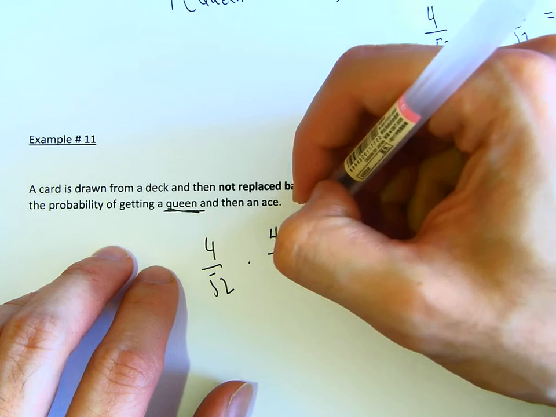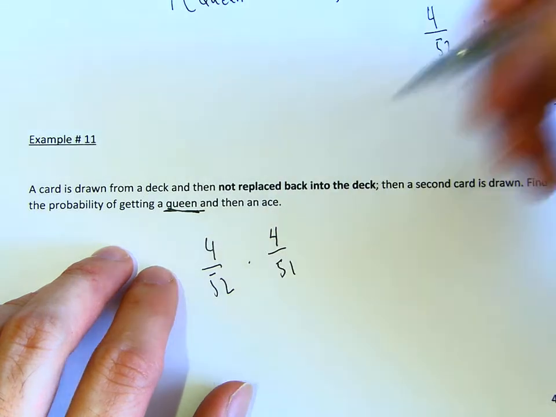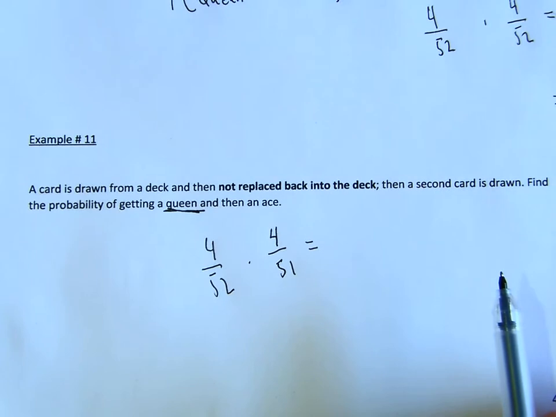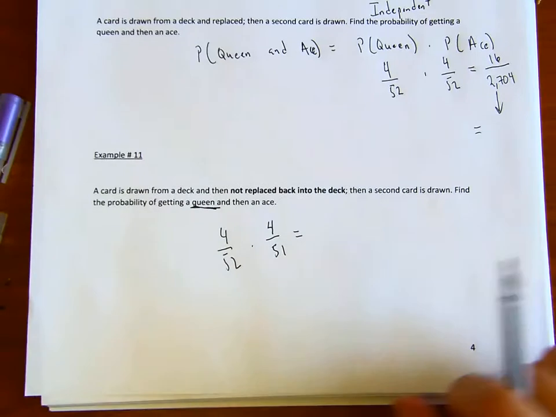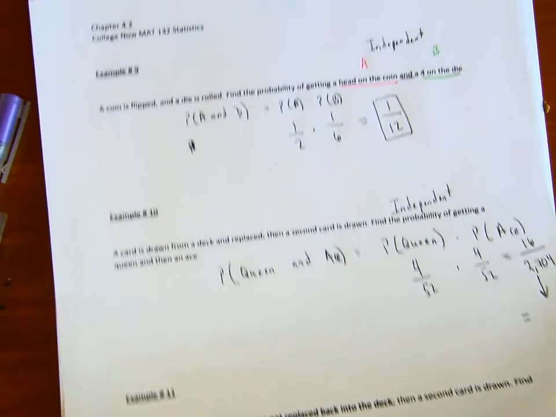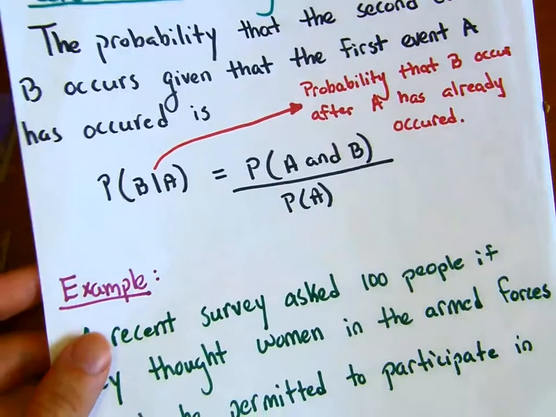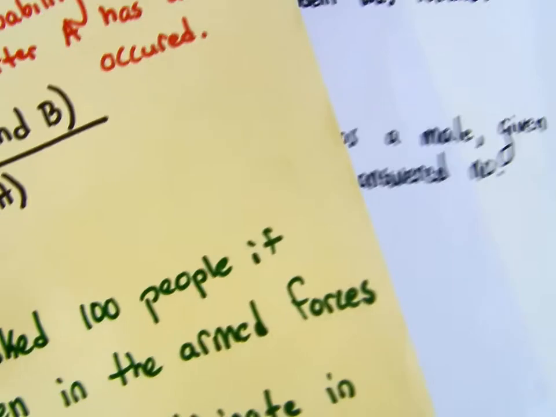It will be 4 over 51. Okay? And it was the same probability as before. Okie dokie. Let's move on to the final part of this lesson. I ask you to be patient for this one. So let's take a look.